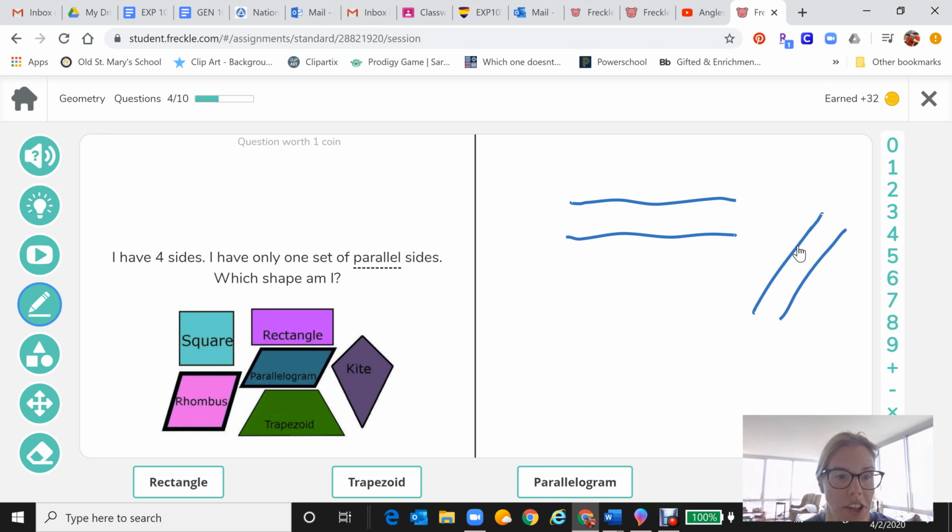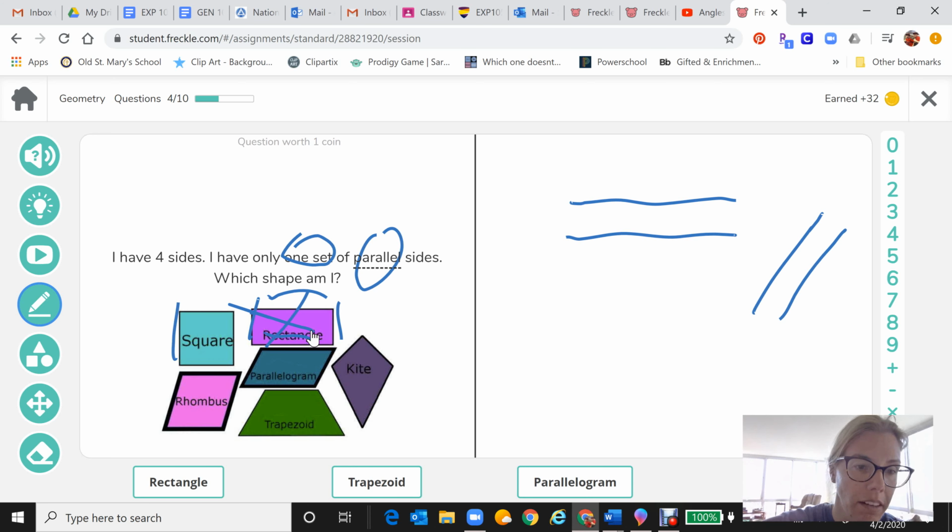So let's take a look at these shapes. First of all, 4 sides. Well, it looks like they all have 4 sides. And I only have one set of parallel lines. Okay, that's the clue. One set of parallel lines. All right. So I'm going to take a look here. Now, a rectangle has this set of parallel lines and this set of parallel lines. So it has 2 sets, so I would not count that. Same with the square. These are parallel, these are parallel. Okay, so I wouldn't count that.